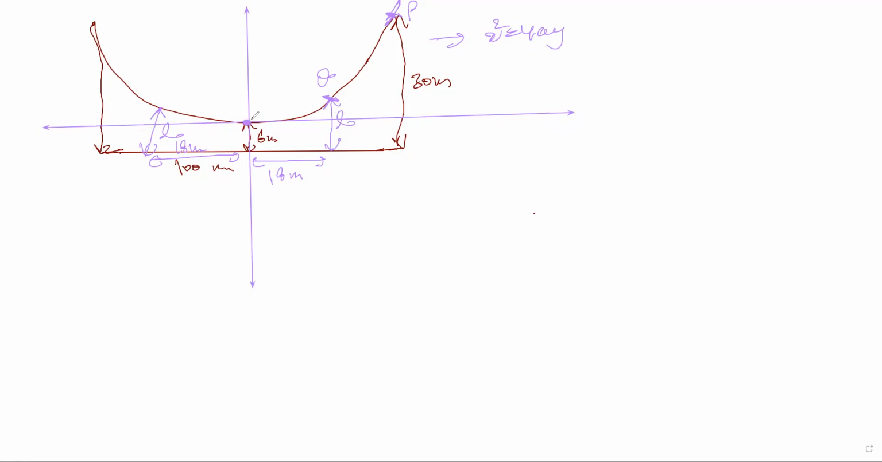The vertex is 0,0, so obviously we have to find this point P. Now this 6 meter is gone, leaving 24. Right, 24. The height of this is 24 and this distance is 50, so this point is 50,24. This point lies on our parabola. If you put 50,24 in the equation, you will get some value for a.